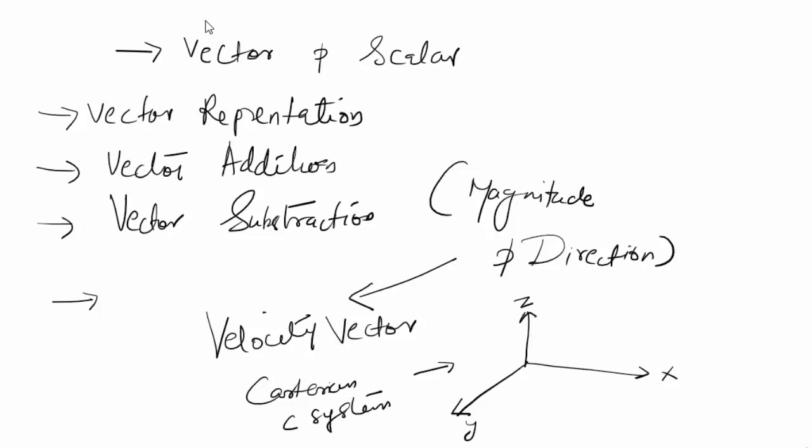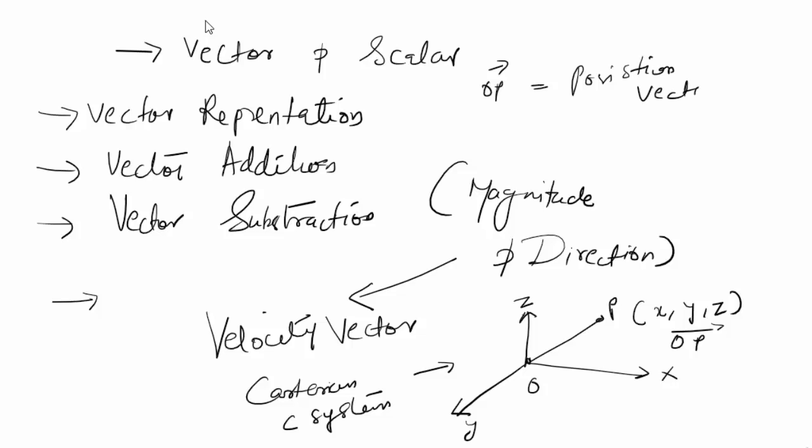So I have the origin here, and I have a point P in space, which is represented by x, y, z. So OP is a vector which is a position vector. OP is something known as my position vector, and the unit vector in the direction OP is given as the OP unit vector. So this is a unit vector.